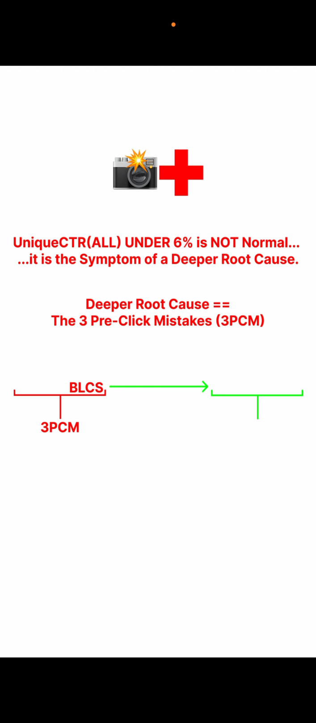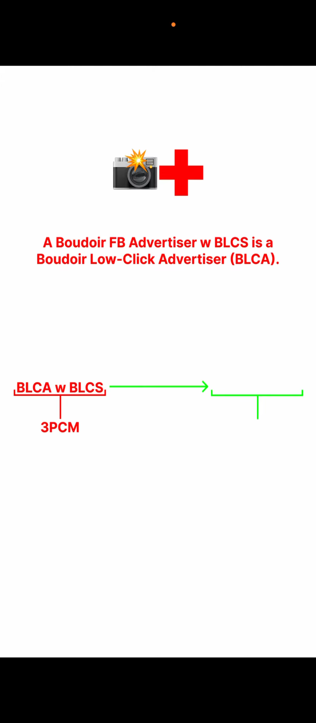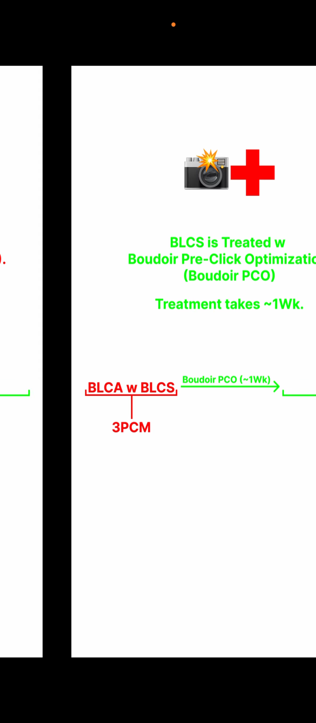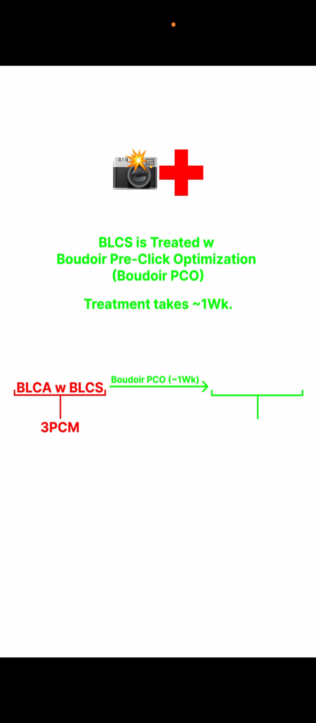This is actually a symptom of a deeper root cause, and that deeper root cause is the 3 pre-click mistakes, the 3 PCM. And a Boudoir Facebook advertiser with BLCS is a Boudoir low-click advertiser, a BLCA. So we get our universe taking shape here. BLCA with BLCS is caused by the 3 pre-click mistakes. Next, BLCS is treated with Boudoir pre-click optimization, aka Boudoir Pico. And treatment takes about a week.